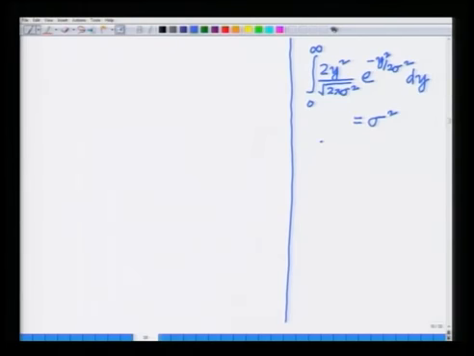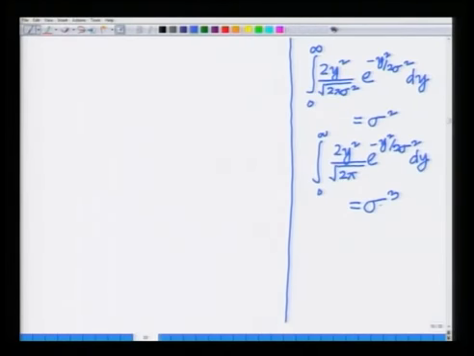I will get the integral from 0 to infinity of 2 y square by square root of 2 pi. Because of multiplication by sigma, the square root of sigma square, which is sigma, cancels and we get e power minus y square by 2 sigma square equals, now multiplying the right hand side with sigma, I get sigma cube. So, this integral 2 y square over square root of 2 pi, e power minus y square by 2 sigma square into dy, is sigma cube.